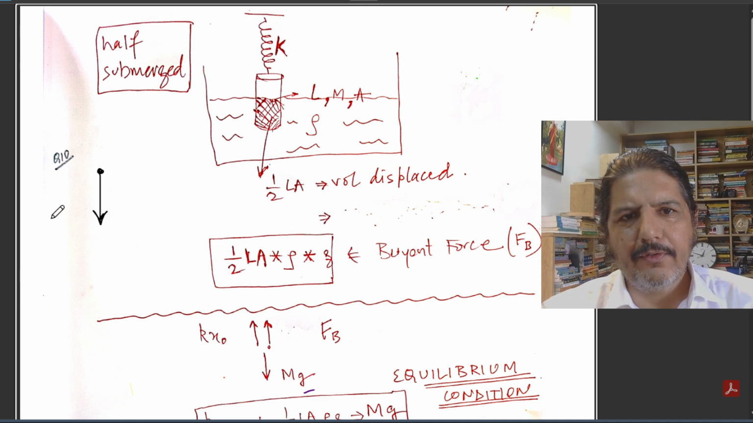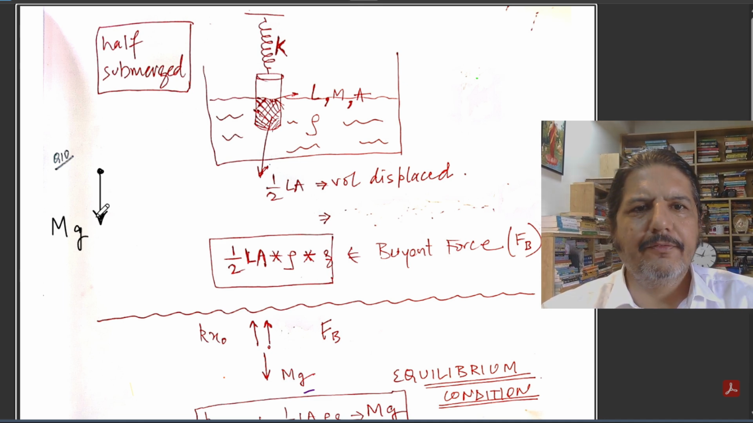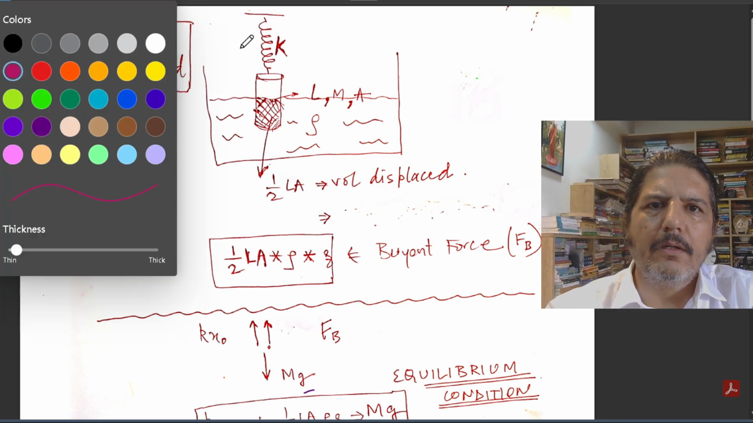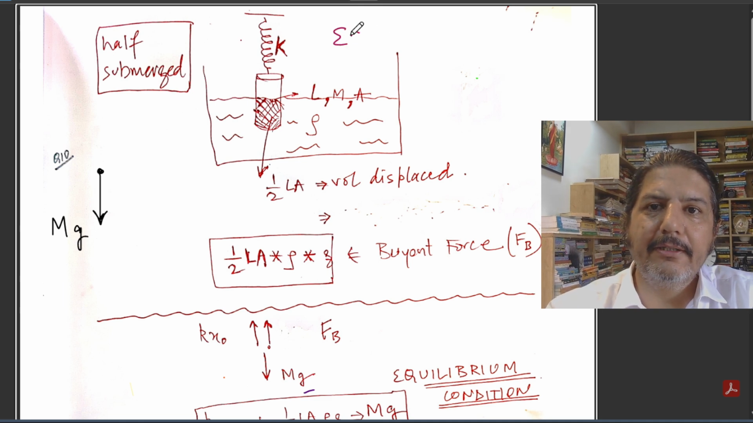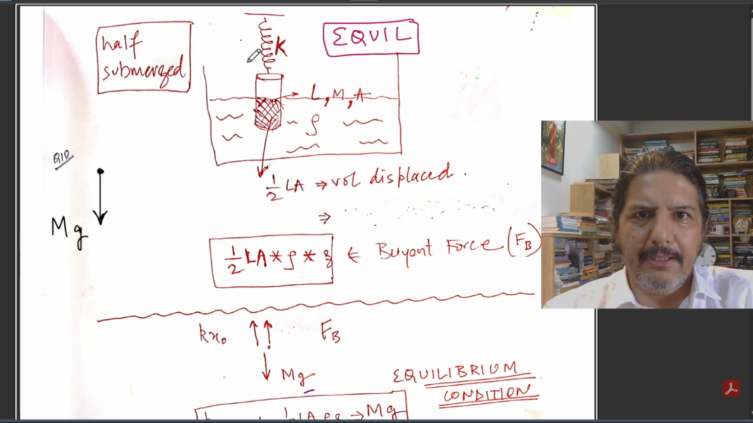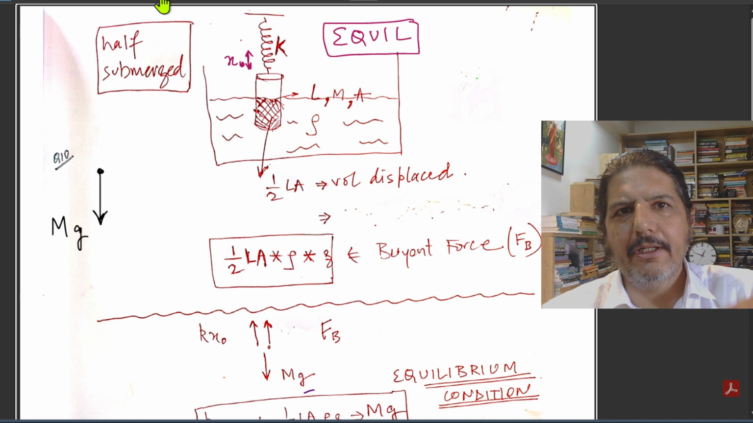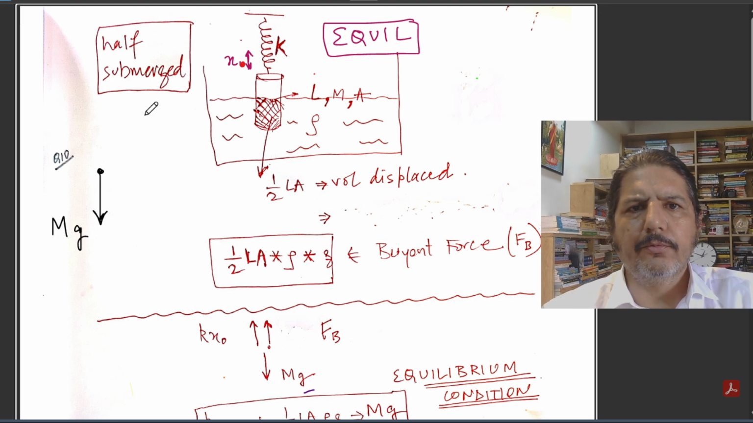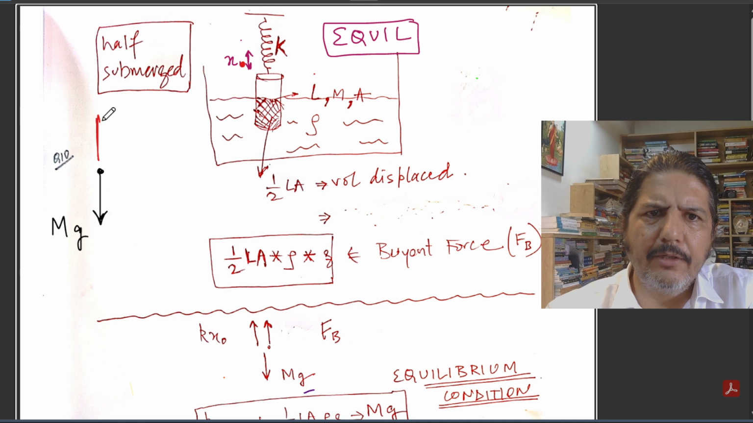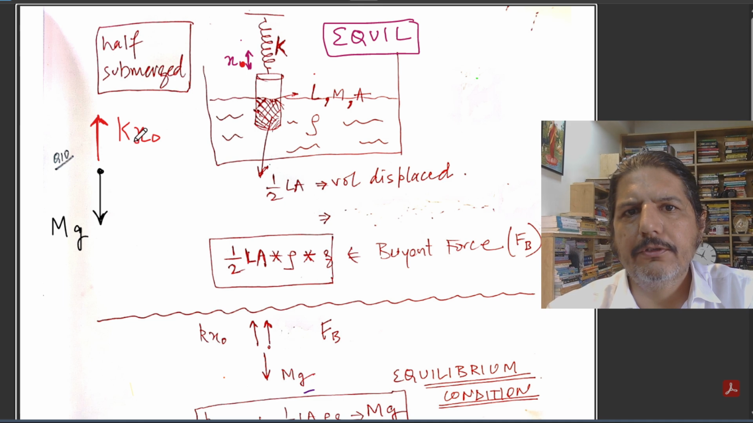The weight would be given by Mg, because M is the mass, g is acceleration due to gravity. This is simple. So this is the weight. I'm calculating the equilibrium condition. I'll imagine that the spring got stretched by an amount x naught. So this is the initial condition where the spring is in equilibrium. So in the equilibrium condition, there will be a restoring force in the upward direction. This would be equal to k multiplied by x naught. This would be the restoring force.